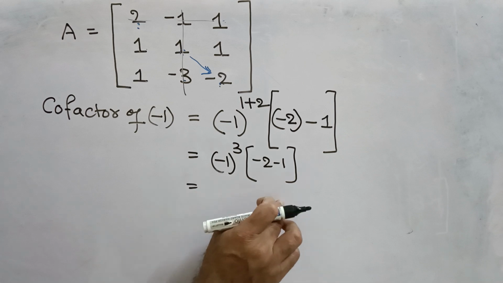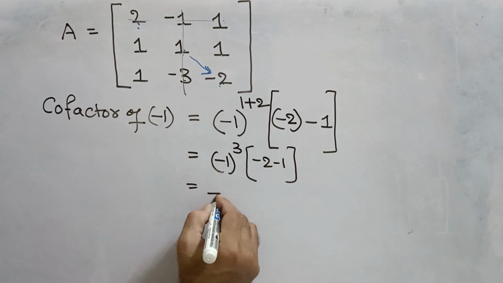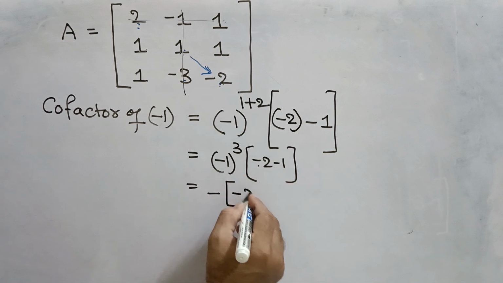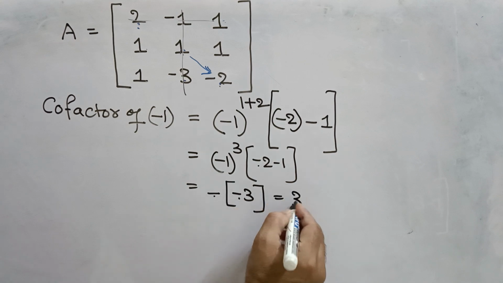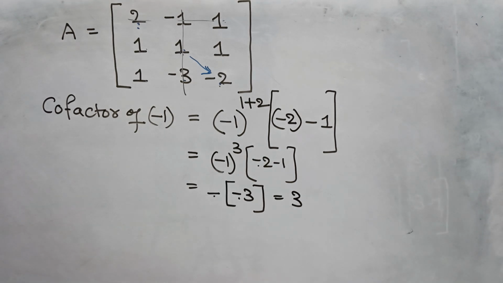If the minus are 3 times, minus into minus is plus, plus into minus is minus, therefore it is minus. Then minus 2 and minus 1 is minus 3. Therefore here minus into minus is plus, therefore 3. Therefore, what is the cofactor of minus 1? The cofactor of minus 1 is 3.